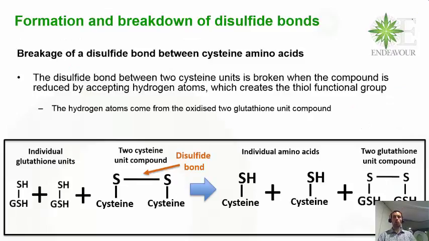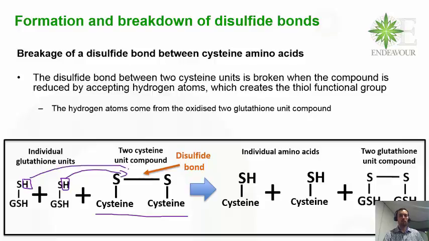So here we have the reverse of what I just showed you in the previous couple of slides. This time we're going to break the disulfide bond between two cysteine amino acids. Initially we've got a cysteine compound that contains two cysteines connected by a disulfide bond. They're going to be reacting with two glutathione units that each have a thiol functional group. It's the hydrogens associated with that thiol functional group that are going to be lost by these glutathione units and donated to the cysteine compound instead.